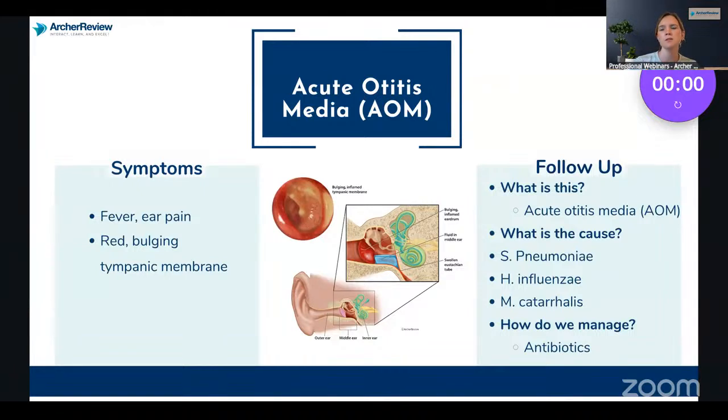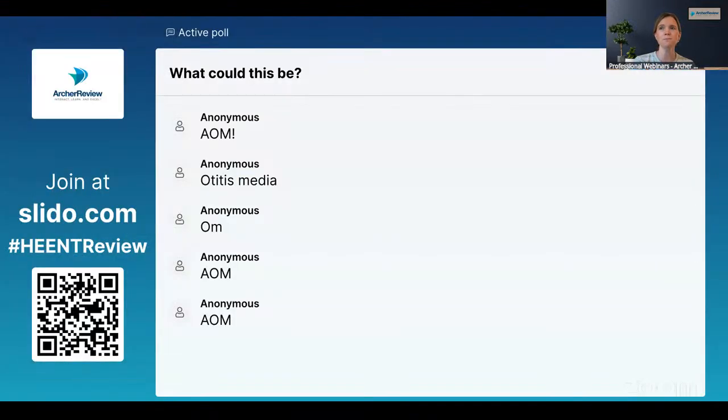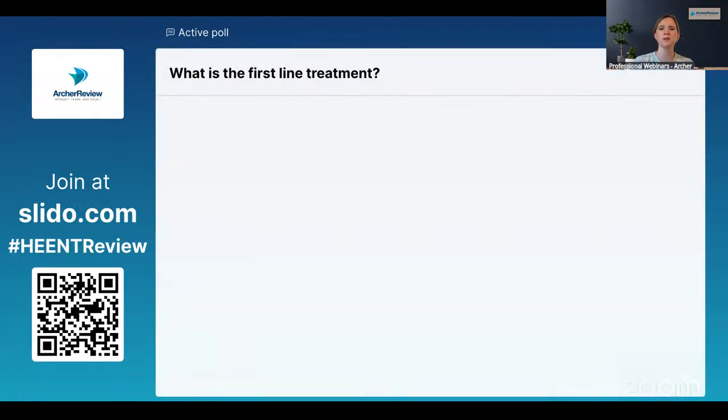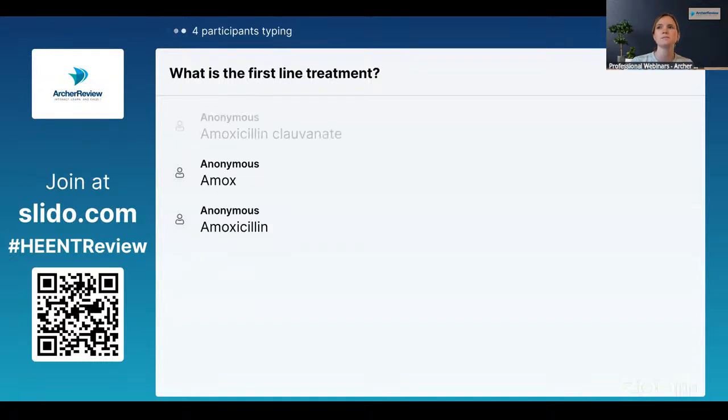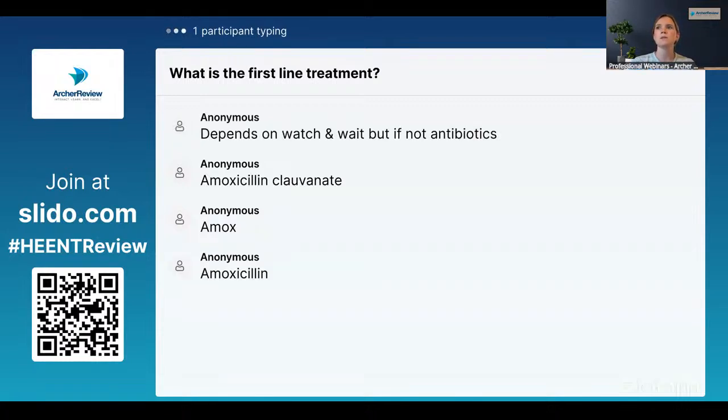Who can tell me what the first line treatment is for acute otitis media? Okay, what is the treatment for acute otitis media or an ear infection? What a lot of people say, but it really is the infection of the inner ear or middle ear. Awesome, you guys are doing great. It depends on watch and wait, but if not, antibiotics, exactly.